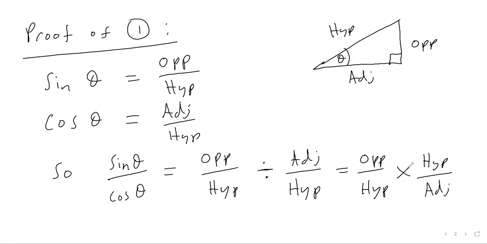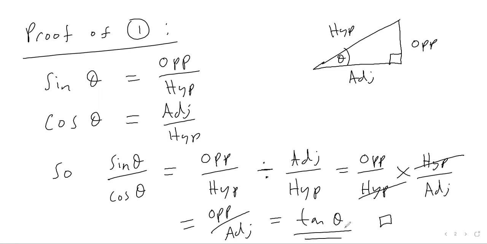Now, what we can see here is that we've got hypotenuse on the top here divided by hypotenuse. So that just cancels out there. And so we're left with opposite over adjacent. And we know that the ratio of the opposite side to an angle over the adjacent side is exactly the same as tan theta. And so therefore sine theta divided by cosine theta is the same as tan theta. So that's how you would prove the identity.